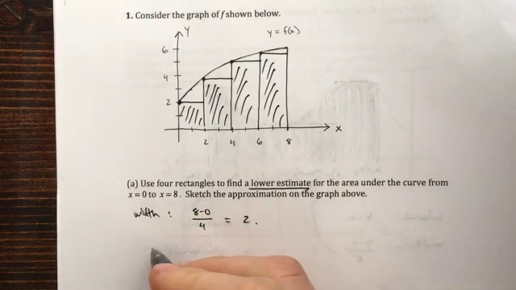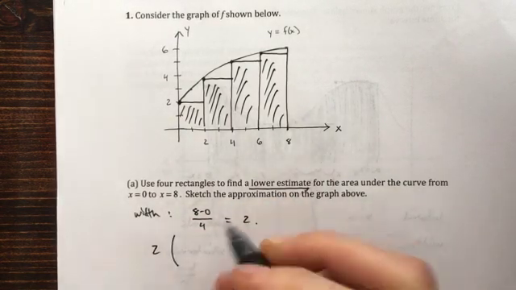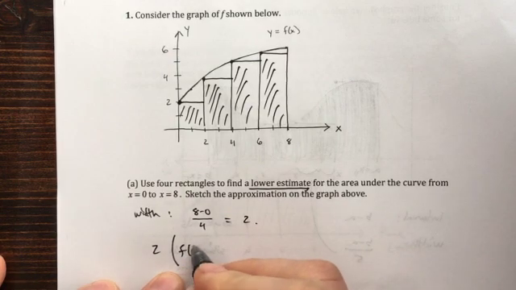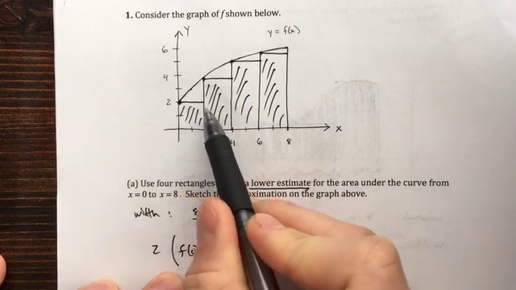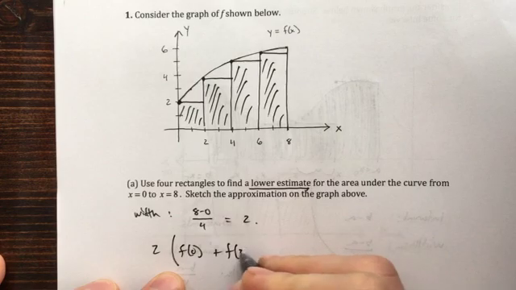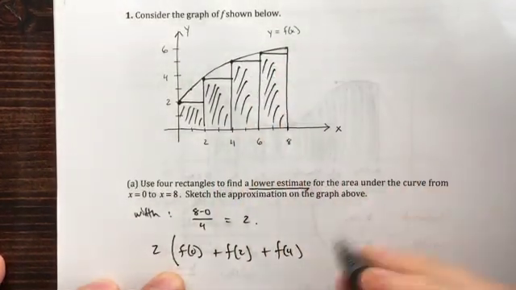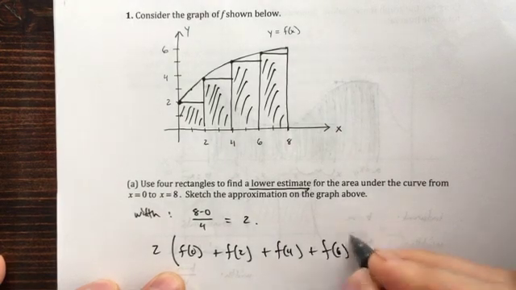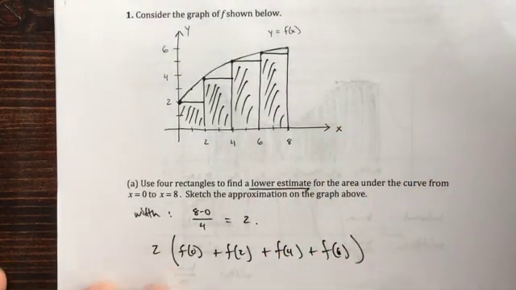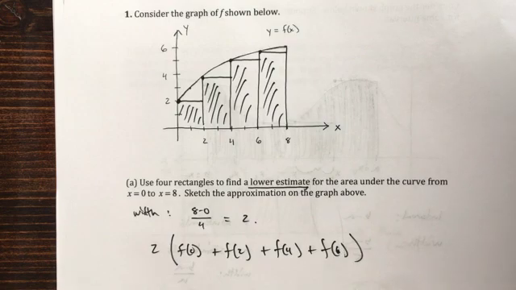So basically we're going to have our width, 2, times f of 0, that's the height of the first rectangle, plus f of 2, that's the height of the second, plus f of 4, height of the third, plus f of 6, height of the fourth. Make sure not to go all the way to f of 8, right? Because we only want 4 rectangles and we're using the left-hand side.